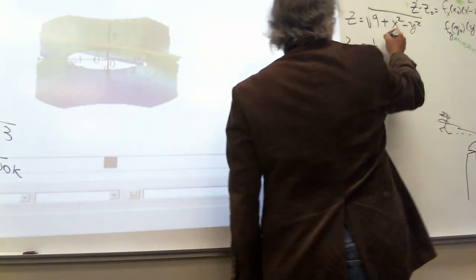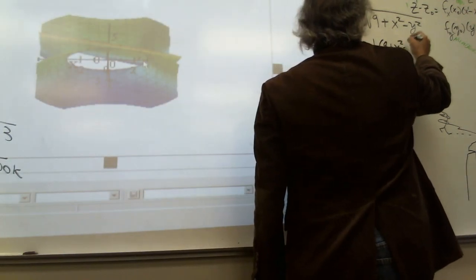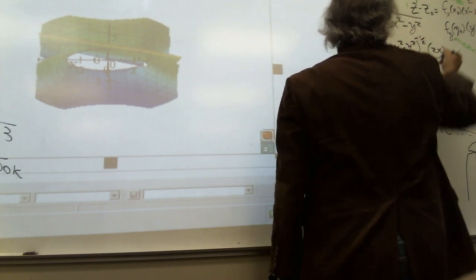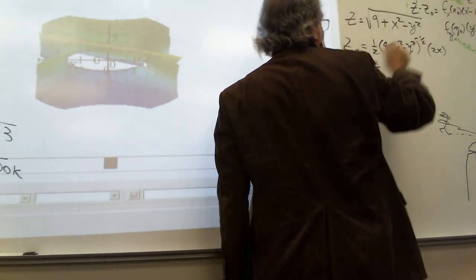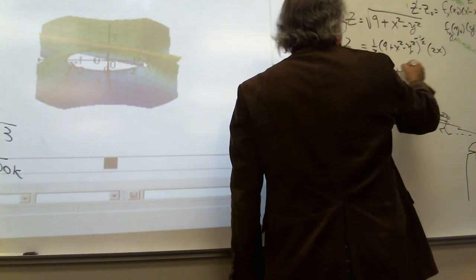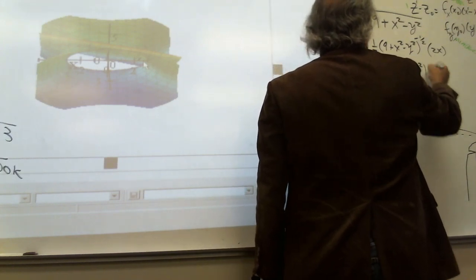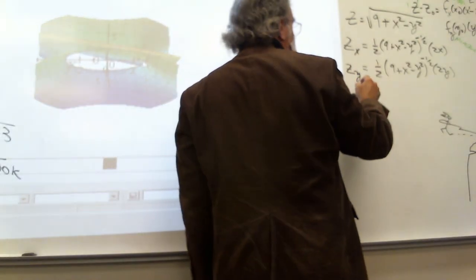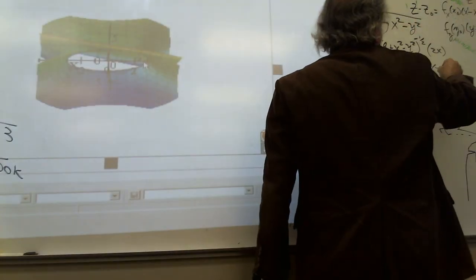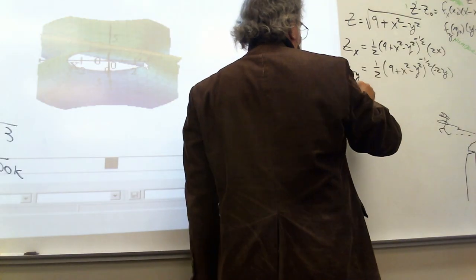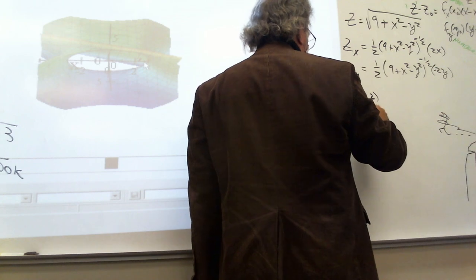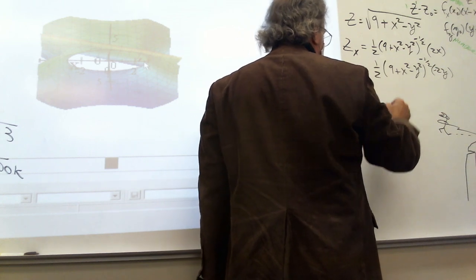Okay, so it's 1/2 times 9 plus x squared minus y squared to the negative 1/2 times 2x. This guy's the same thing except minus 2y on the end. So now my slopes. You forgot the minus negative. Thank you. So z sub x at 2, 2, z sub y at 2, 2.